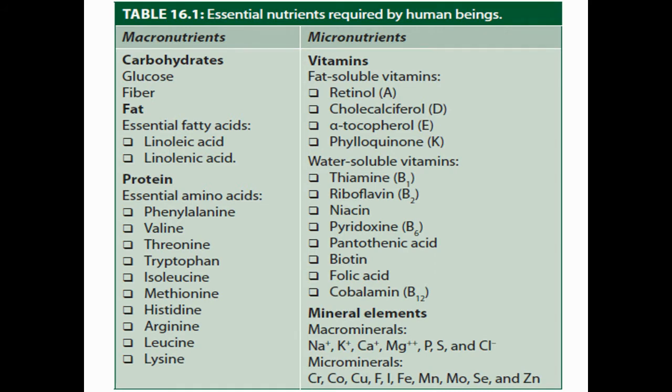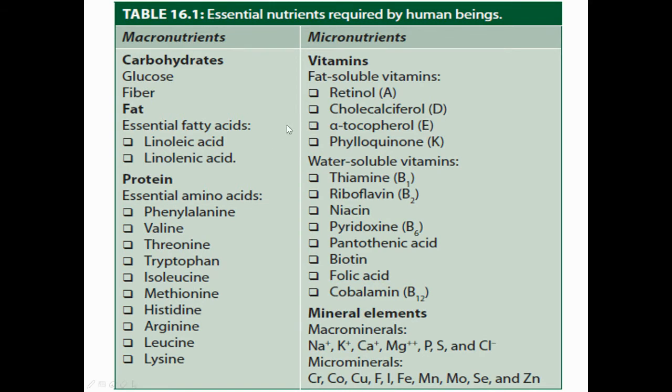These are the compounds which come under macronutrients and micronutrients. Clear? So I will repeat: macronutrients have been classified into three: carbohydrates, fats, and proteins. Proteins have been classified into two: essential amino acids and non-essential amino acids, because amino acids are the building blocks of protein.